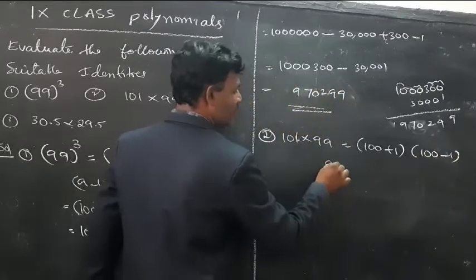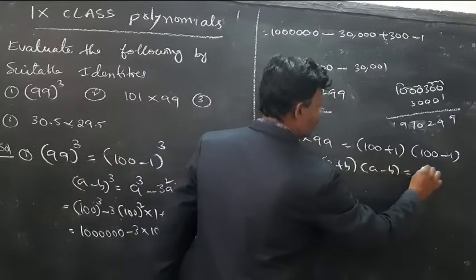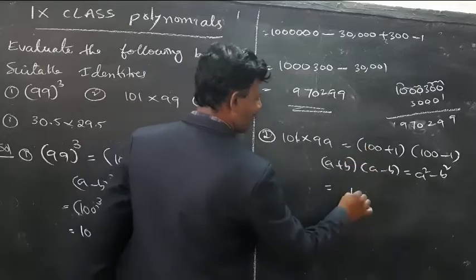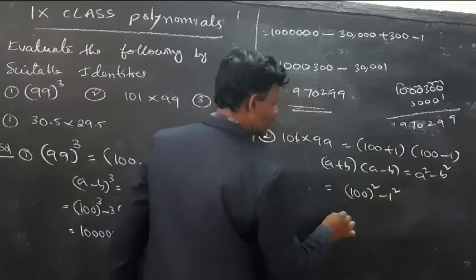Observe here. It is in the form of a plus b into a minus b. What can we write? a square minus b square. So a square means 100 whole square, minus b square means 1 square.